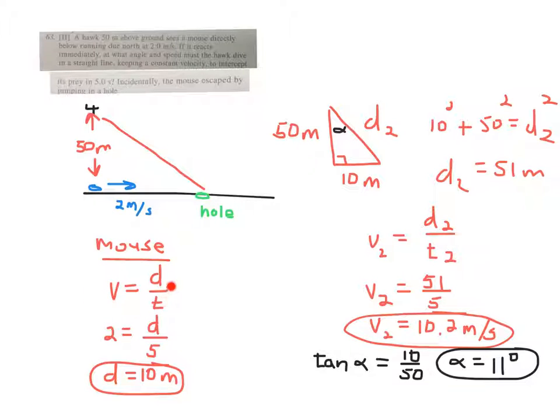The mouse, this is for the mouse. V equals D over T. The speed and velocity are the same. He's going in a straight line, or she's going in a straight line, at 2 meters per second for 5 seconds. So the hole is 10 meters away. Diagram is not to scale here.